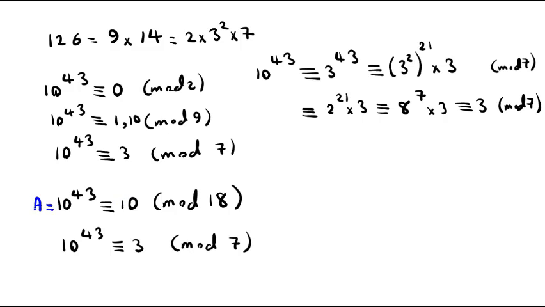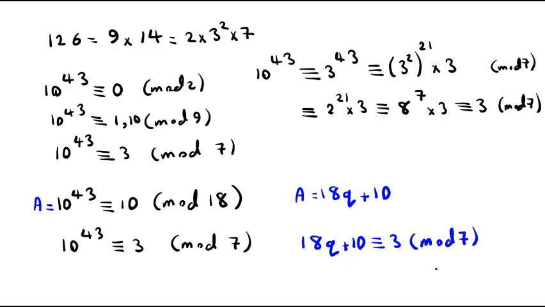You consider it is A. So you say A is 10 mod 18. So A is 18q plus 10. And you replace it here. It will be 18q plus 10 is 3 mod 7. So 18q is negative 7, which is 0 mod 7. So you conclude 7 divides q.